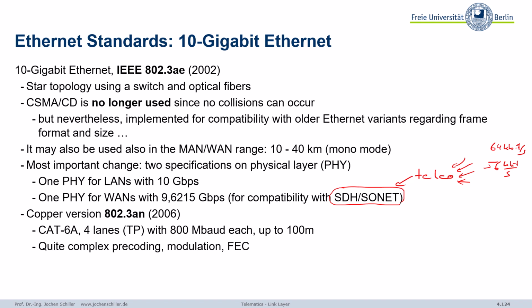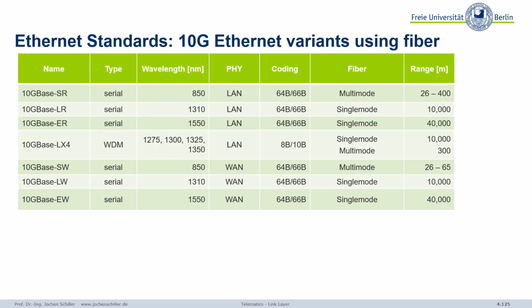There are copper versions also for the 10 gigabit Ethernet. They also exist. So it's a bit more complicated. You can imagine interference, copper wire, etc., but it works. But typically we use fiber optics, and you see many different standards here with different physical layers, different ranges. So for a typical building or compute center, or we go for wider area networks up to 40 kilometers with these single mode fibers. And you see the coding is a bit more complex, using different wavelengths, etc.